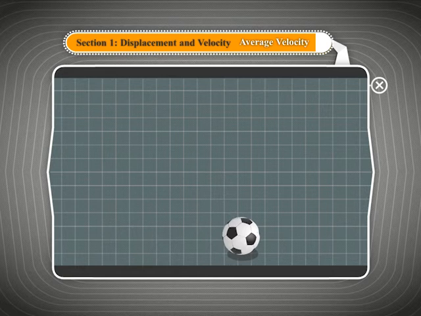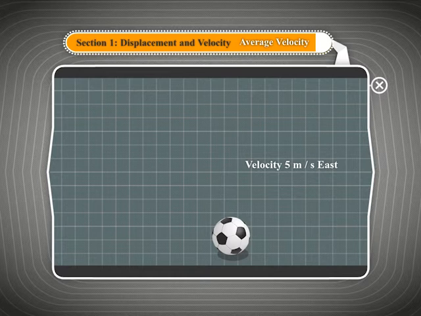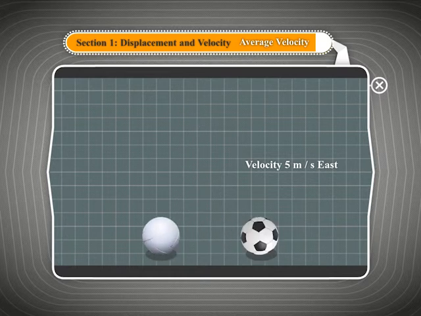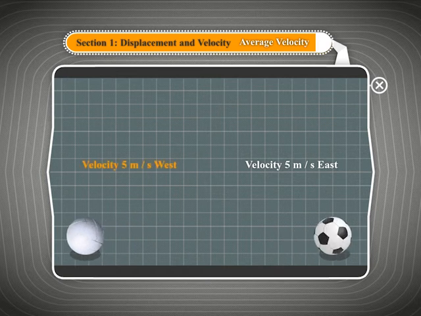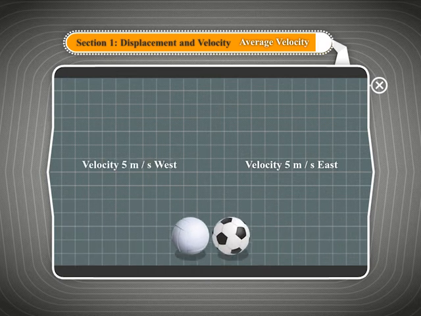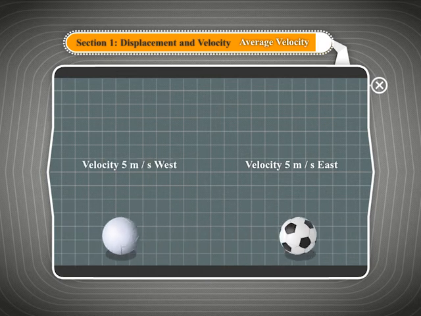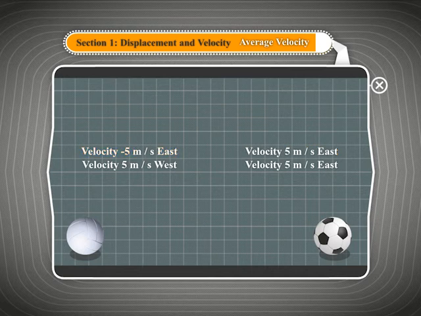Velocity is the change in displacement of an object with time. The speed and the direction of the object's motion must both be specified in order to describe a velocity. If another object is moving in the opposite direction, it has the opposite velocity. Another way to specify that the velocities are opposite is to use a negative sign.